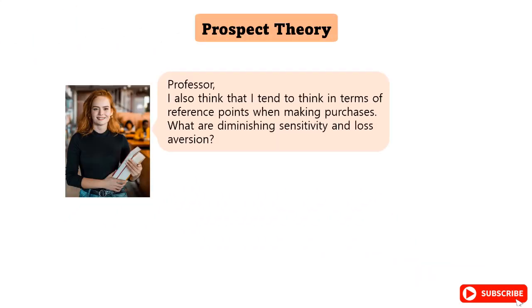Professor, I also think that I tend to think in terms of reference points when making purchases. Then, Professor, what are diminishing sensitivity and loss aversion?